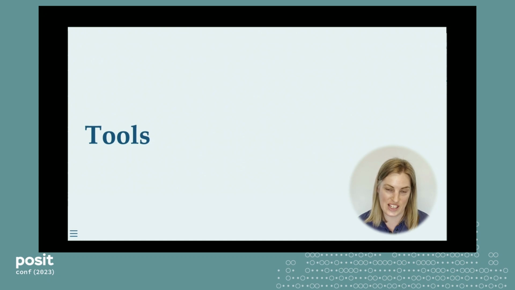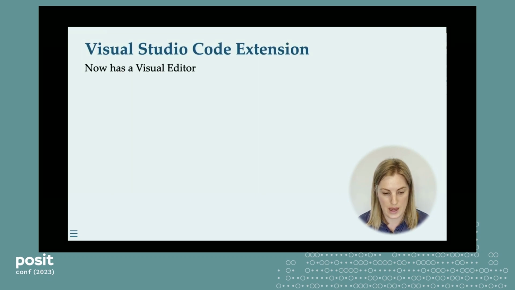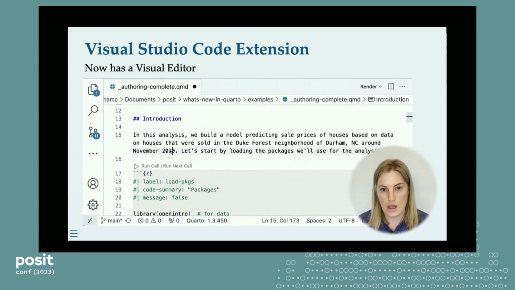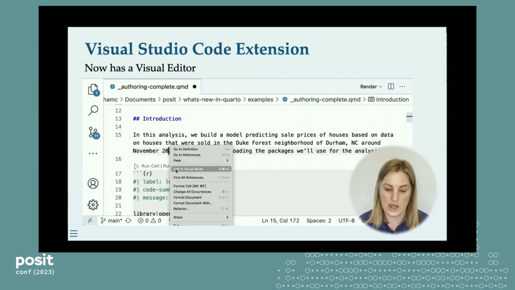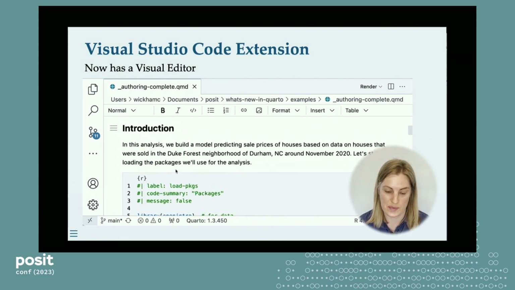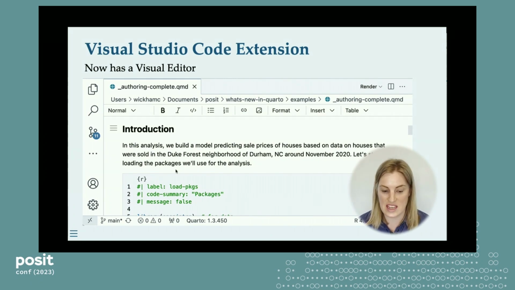The biggest changes in authoring tools are to our extensions for Visual Studio Code and JupyterLab. The Visual Studio Code extension now has a visual editor, just like RStudio. When you enter the visual editor, you get a what-you-see-is-what-you-get editing experience for your Quarto documents. For example, rather than seeing markdown syntax, you see formatted text.